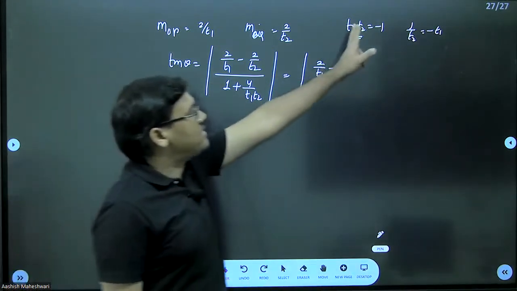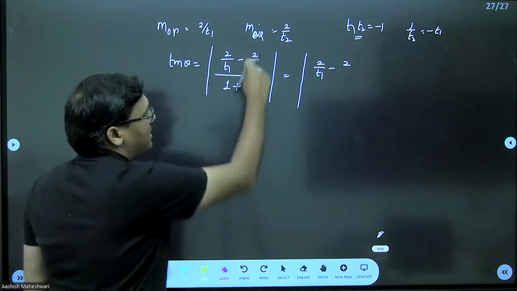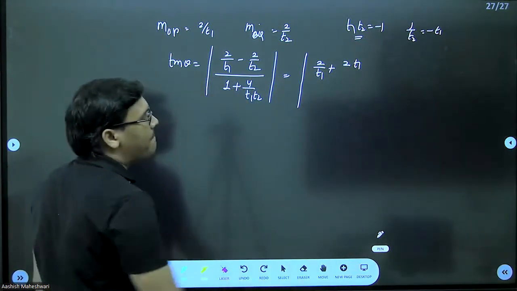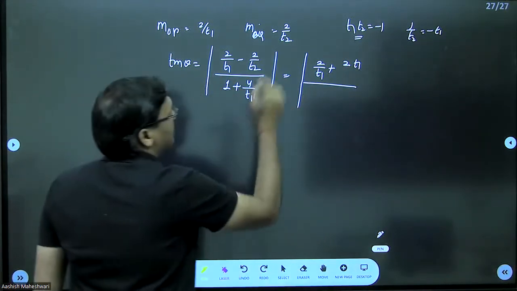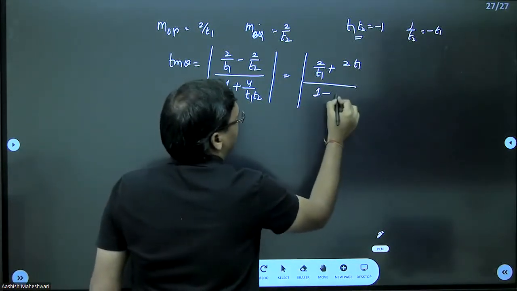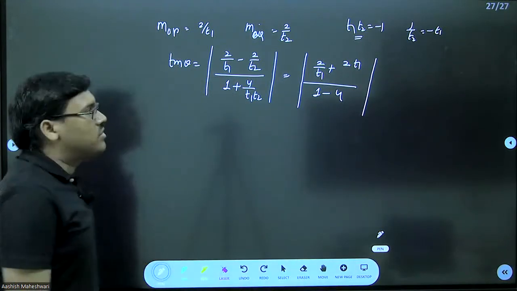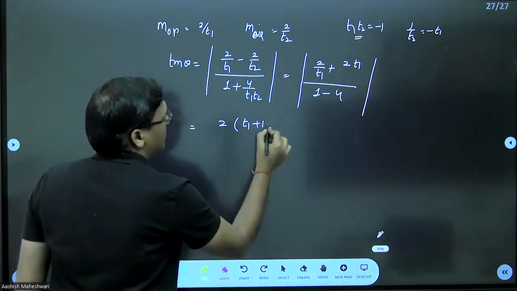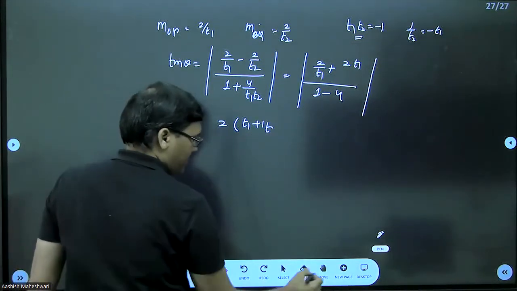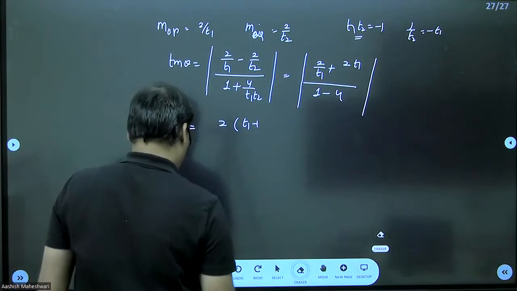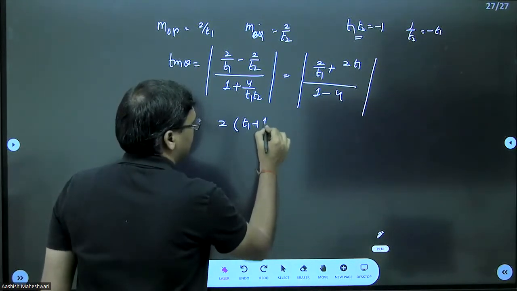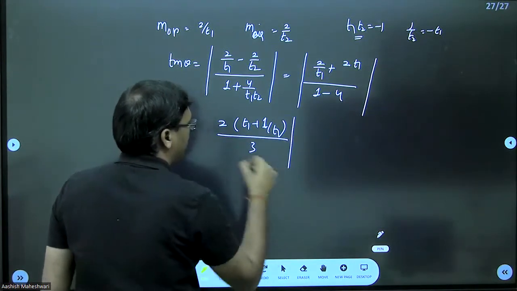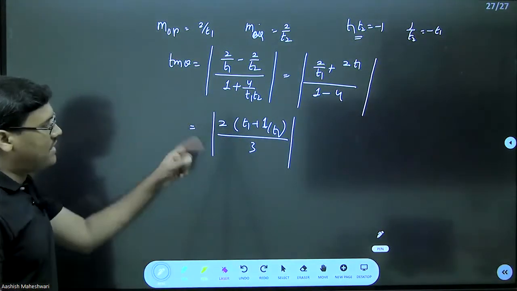ठीक है, इसको अरेंज कर लिया. 1 by t2 is equal to minus t1. तो ये माइनस माइनस प्लस हो गया. ठीक है, upon t1 t2 is equal to -1, so this will become 1 minus 4. So what is this value? This is 2 t1 plus 1 by t1 upon 3 modulus. Now what is t1 plus 1 by t1?